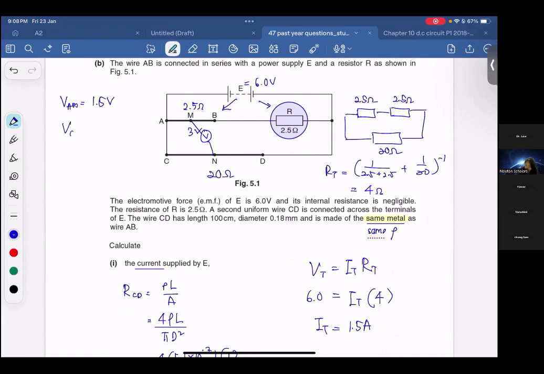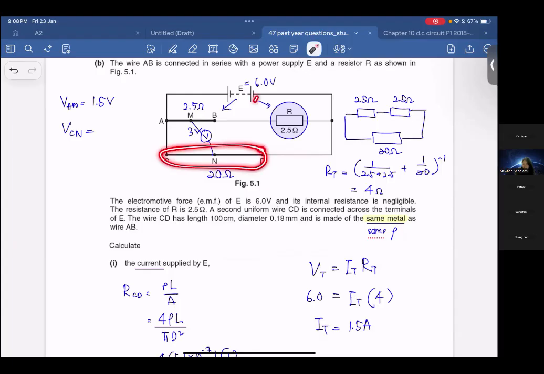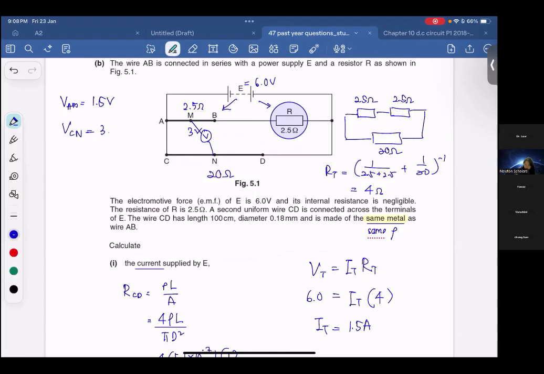Then VCN. What is the voltage across VCN? Dear, you see this whole length only has this wire. That means the 6 volt is for this wire C to D. So the total is 6 volt here. Half of the 6 volt is 3 volt, so here is 3.0 volt. What is the voltage across M and N? You subtract it, then you get 1.5 volt. So this is the last answer for the last part.